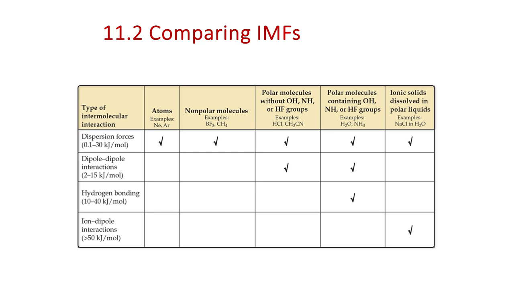So when we compare intermolecular forces, when we're looking at noble gases, substances that are atoms at room temperature, so these are pretty much just the noble gases, they only have the dispersion force of attraction. That's why they're all gases at room temperature.